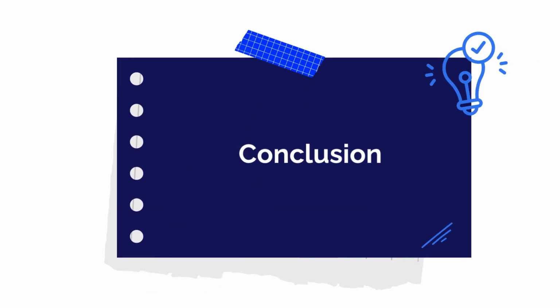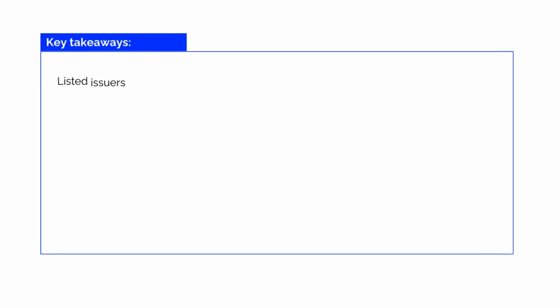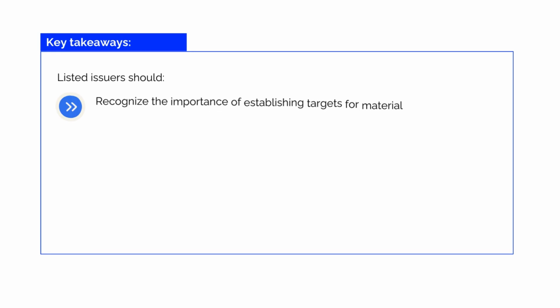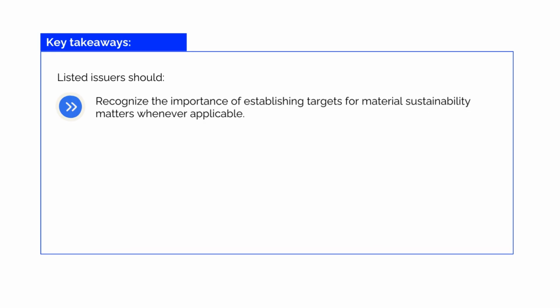To conclude this chapter, listed issuers must recognize the importance of establishing targets for material sustainability matters whenever applicable. Following this, listed issuers should monitor and disclose progress against performance targets which, in certain situations, may lead to the revision of targets due to specific challenges.